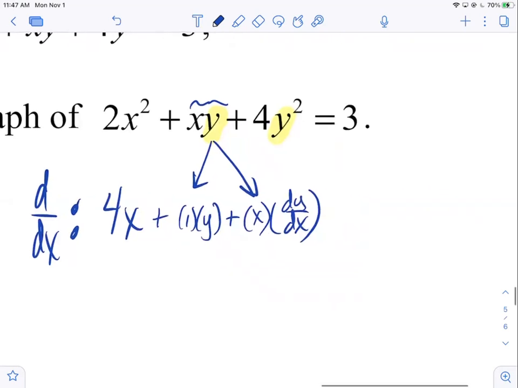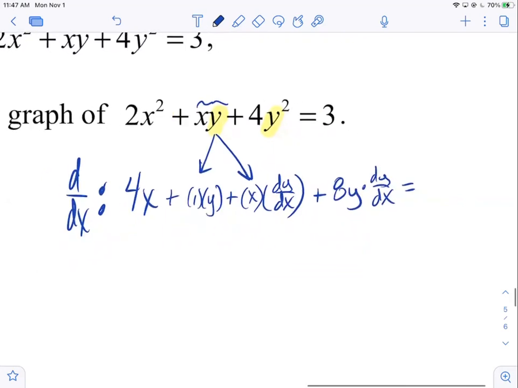And then we get plus 4y squared's derivative, which is 8y to the first times the chain rule, dy/dx. And then something I pretty much do all the time, I forget to take the derivative of the right. I write 3 down instead of 0.